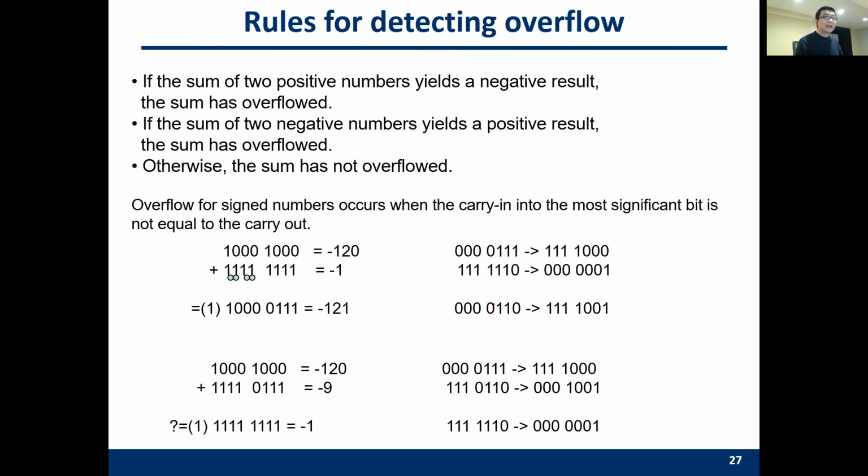So we need to detect a so-called overflow. And these are the cases when the overflow happens. If we try to sum two positive numbers, we get a negative result. If we try to sum two negative numbers, we get a positive result. These are the two cases we need to be careful about. We need to pay more attention to these two.